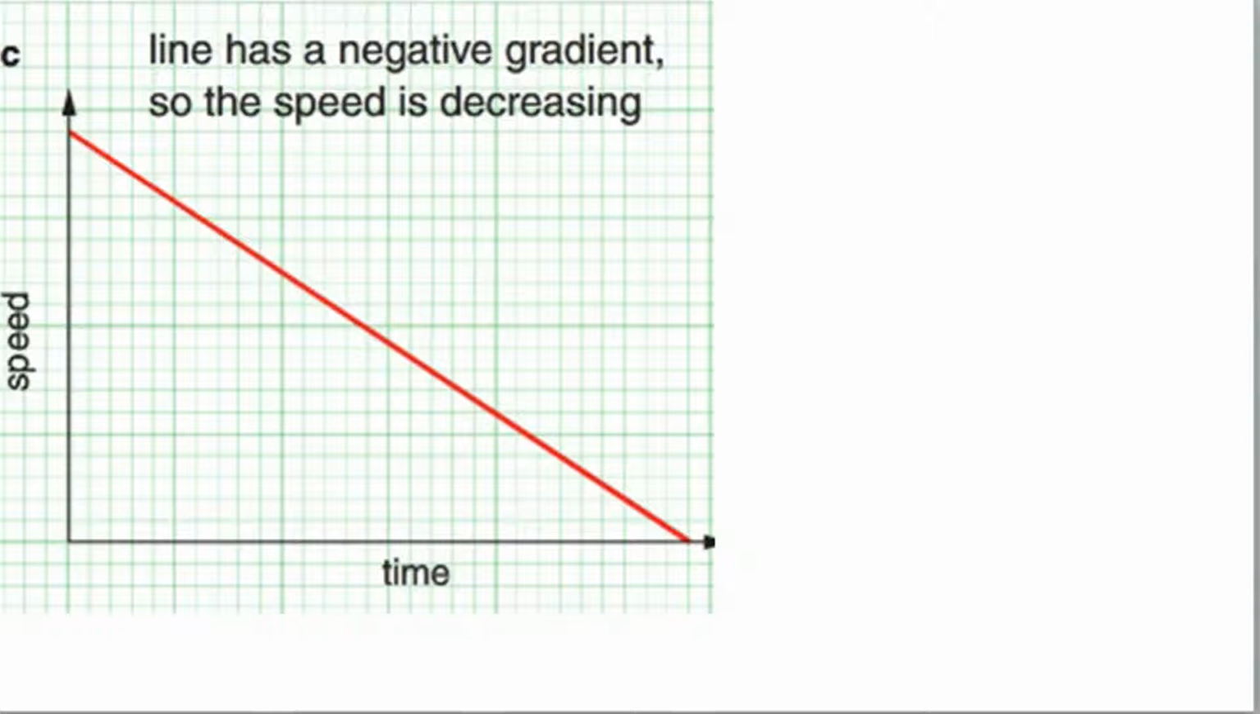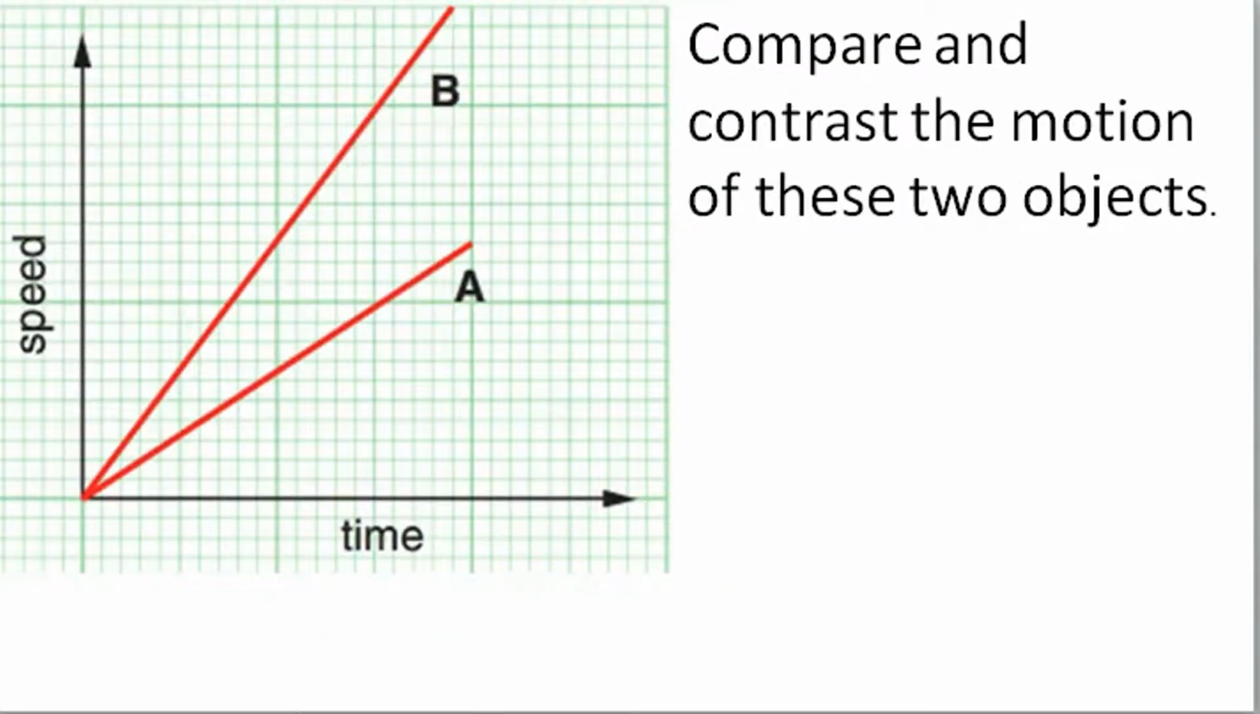So those are the sorts of lines that you're going to see on speed time graphs, and really the take-home message is don't get them mixed up with distance time graphs. So compare and contrast the motion of these two objects. Well, first of all, we'll compare. Compare means say how they're the same. So how are these two lines the same? Well, they both show an increase in speed with time. They're both straight, so they both show a constant rate of increase.